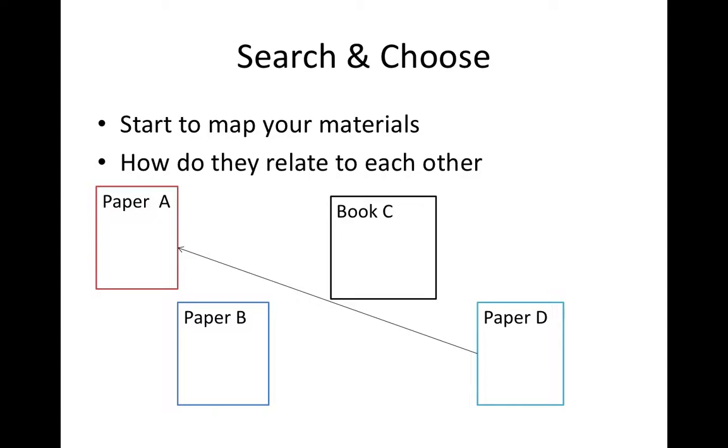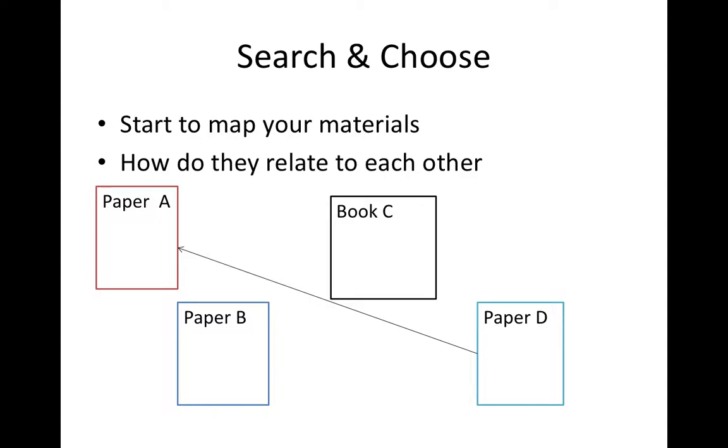Okay, here's an example right on the screen here. We've got paper A, paper B, book C, and paper D. Now we can see that paper D has a line going to paper A, an arrow. That's because paper D completely agrees with what is said in paper A. So those two papers have come to the same conclusions.